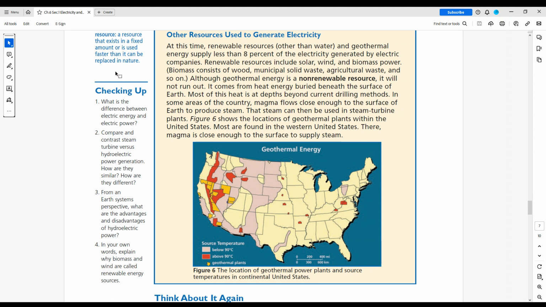Although geothermal energy is a non-renewable resource, it will not run out. It comes from heat energy buried beneath the surface of the Earth. Most of this heat is at depths beyond current drilling methods. In some areas of the country, magma flows close enough to the surface of the Earth to produce steam. That steam can then be used in steam turbine plants. Figure 6 shows the locations of geothermal plants within the United States. Most are found in the western United States. There, magma is close enough to the surface to supply steam.